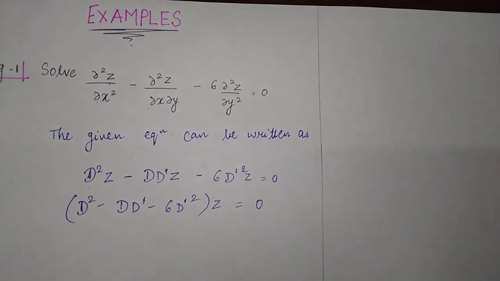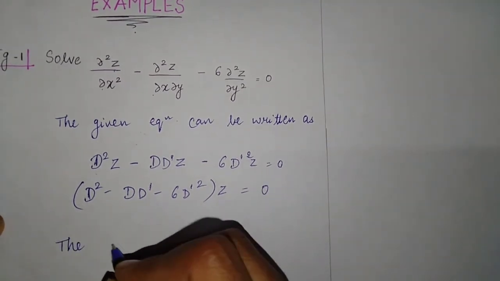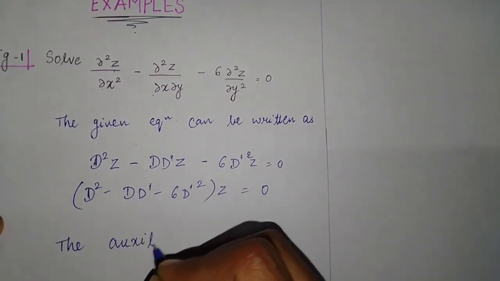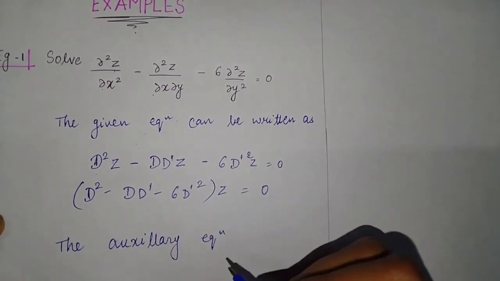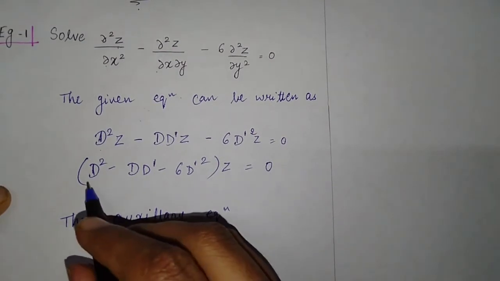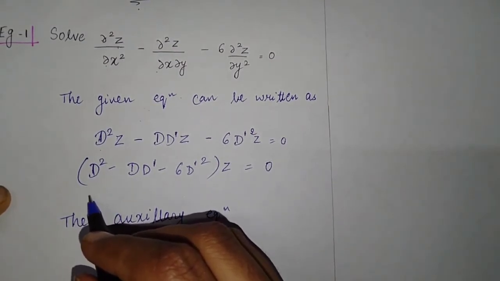Okay? Now the first step is you have to convert the equation into the auxiliary equation. So the auxiliary equation will be... if we want to convert the equation into the auxiliary equation, you have to put m in place of D. Okay?